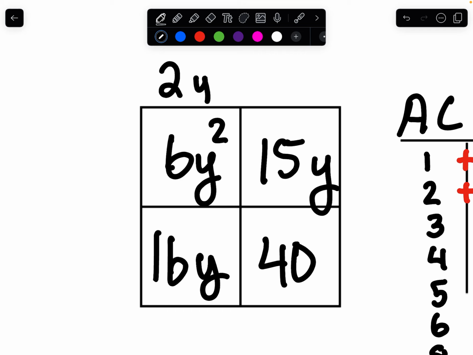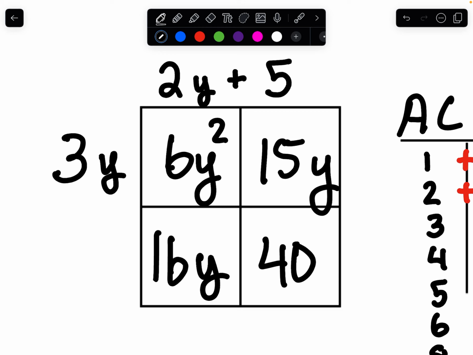And then I have a y squared and a y, so there's a y there. I have 15 and I have 40. The biggest thing I can pull out of 15 and 40 is a 5, right? Because 5 times 3 is 15, and then 5 times 8 is 40. And then I have 6 and 15. The biggest thing I can pull out of both of those is 3. Y squared and y, I can pull out a y.